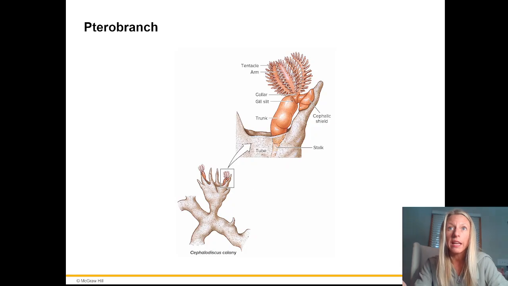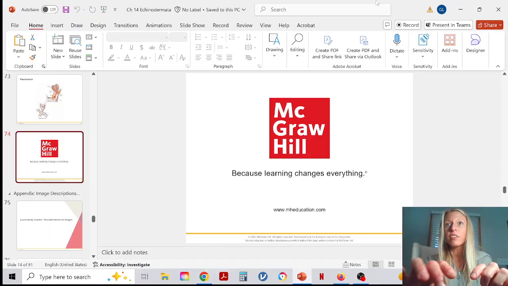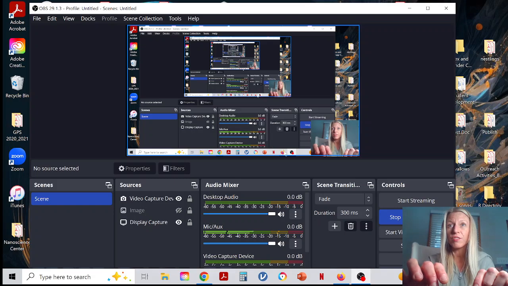So this is a look at a pterobranch. There's tentacles, the arms, you've got your collar, your trunk, your shield. All right. That covers the echinoderms. So be prepared to take a look at some echinoderms and do some dissecting when we meet again.